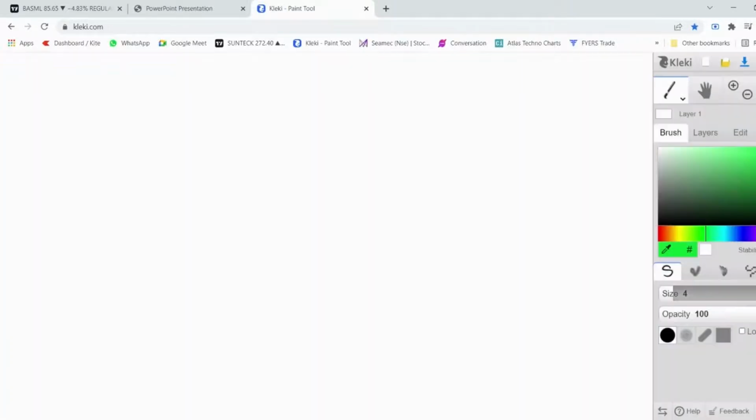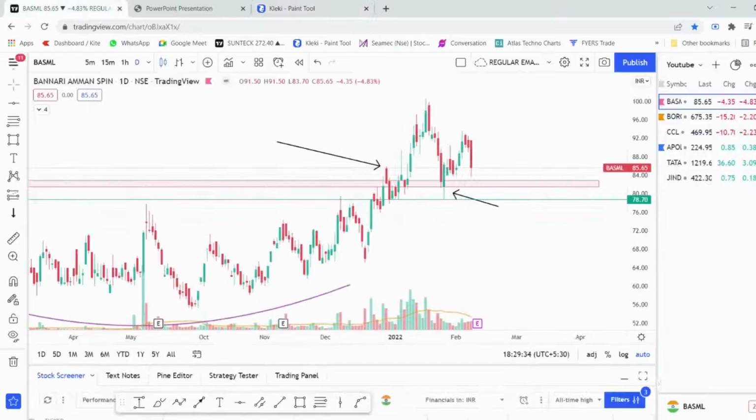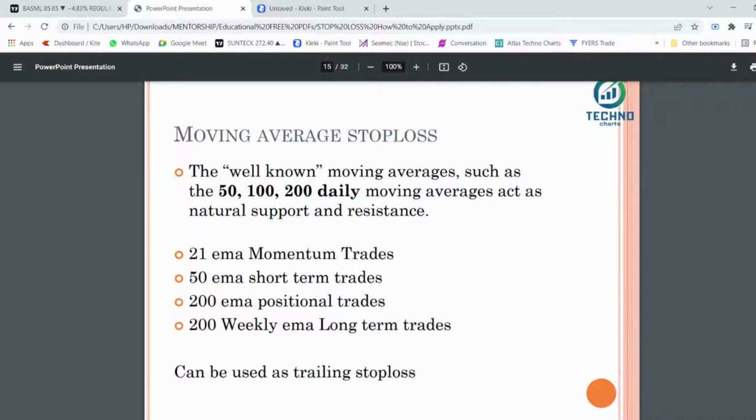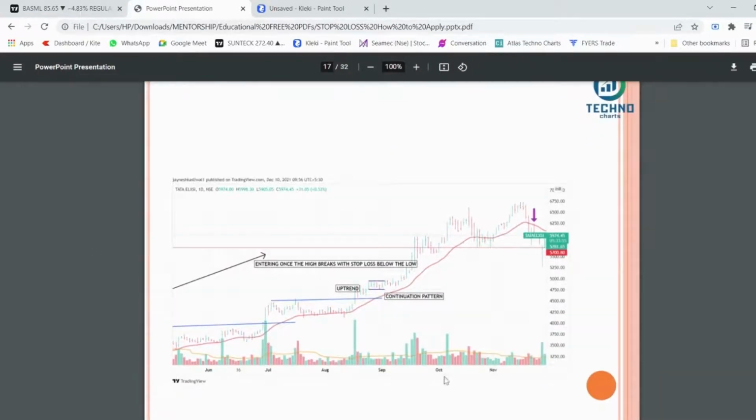A short term stock, a stock that is having a trend on the upper side but over a shorter period of time, will take support on the 50 EMA and then move up. Looking at live examples in the chart, we can see the Tata Elxsi chart, where the stock was continuously taking support on the 21 EMA, which is the red line, and finally it broke down here.